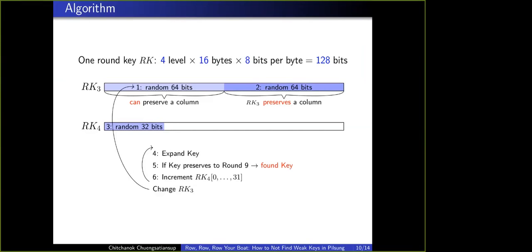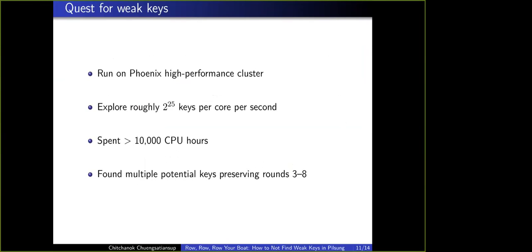Once we had the algorithm, we implemented it and let it run on the Phoenix high performance cluster at the University of Adelaide. We send a job, we let it run, and with this high performance, it can explore approximately 2 to the power of 25 keys per core per second. We spent quite some time, more than 10,000 CPU hours, and at the end of the run, we found multiple potential keys that preserve from round 3 to round 8.